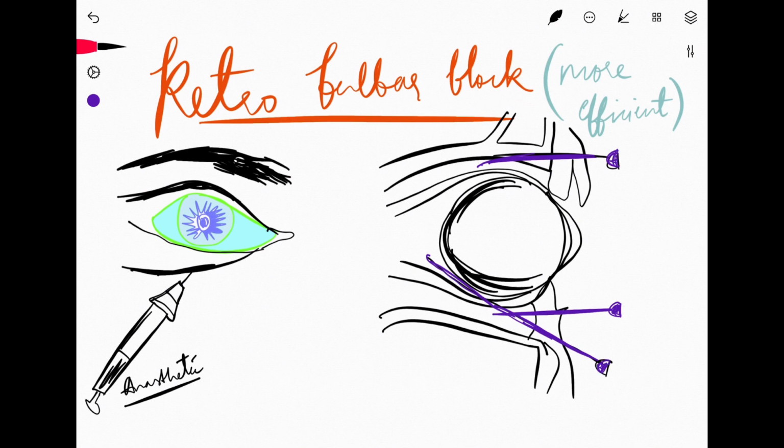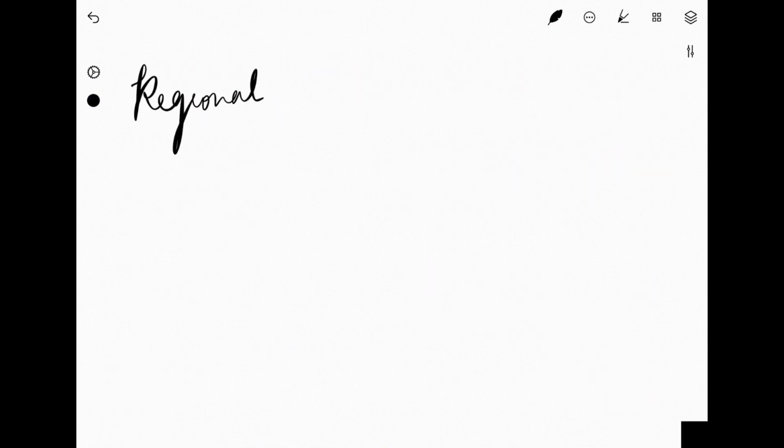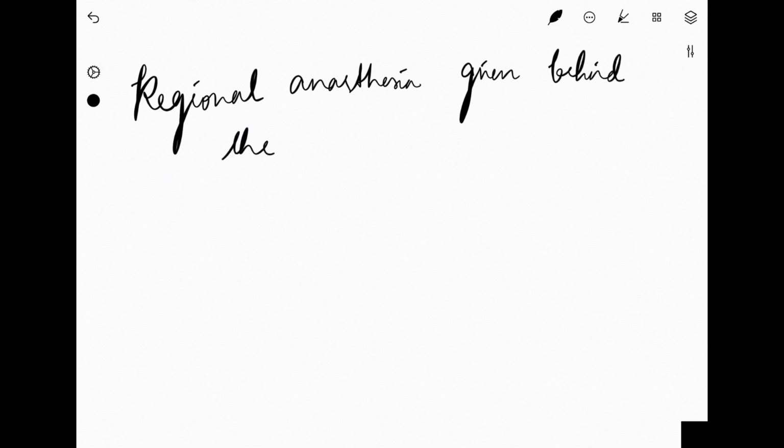Retrobulbar block can be used successfully for corneal transplantation but may require a supplemental facial nerve block as it does not block the facial nerve. A retrobulbar block can block levator palpebrae muscle but not orbicularis oculi, which is supplied by the 7th facial nerve.